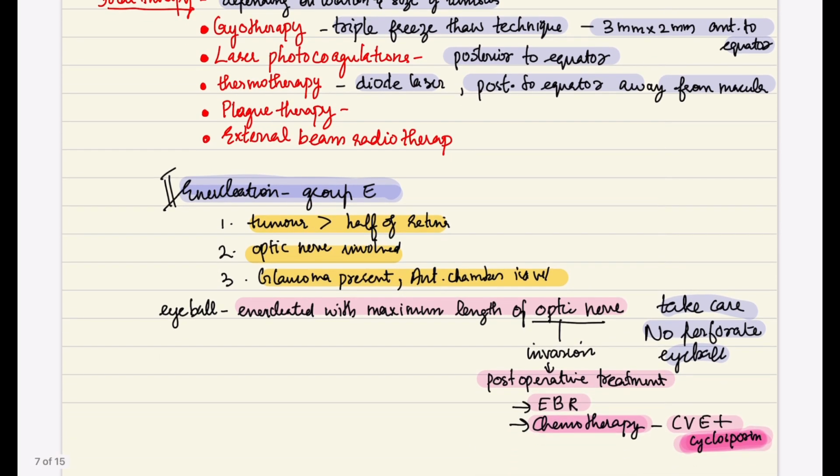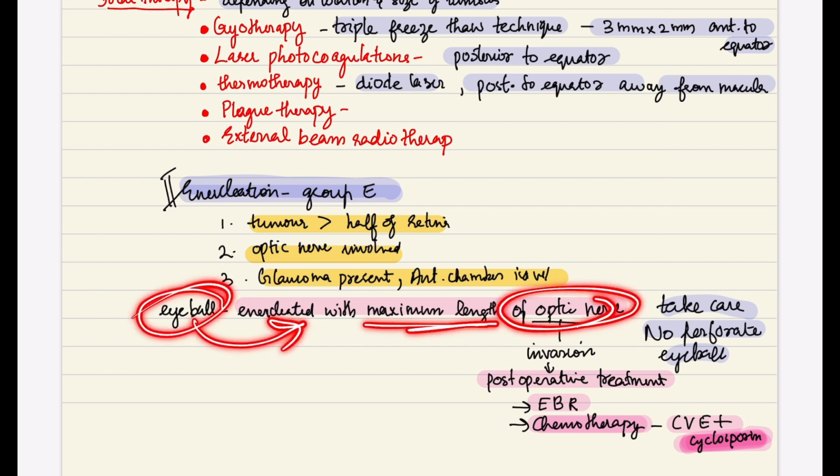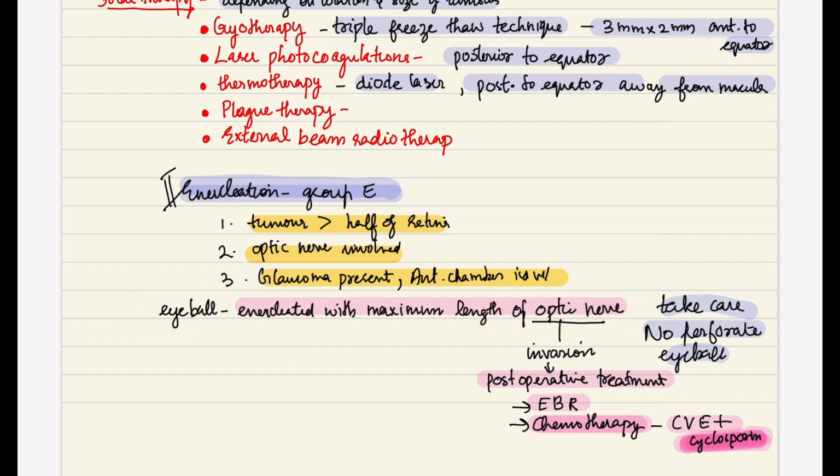Then we have enucleation for group E. Enucleation is done if the tumor is greater than half of the retina, the optic nerve is involved, or glaucoma is present. Then we can do enucleation. The eyeball is enucleated with maximum length of the optic nerve. Here, we should take care that we do not perforate the eyeball.